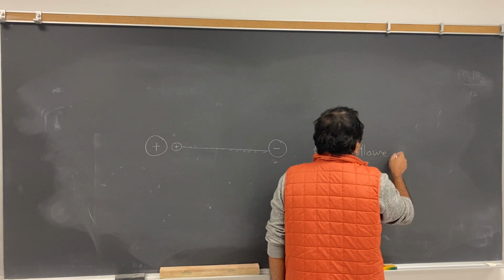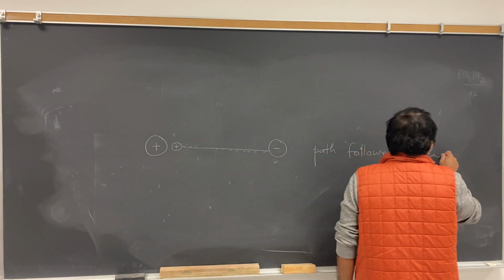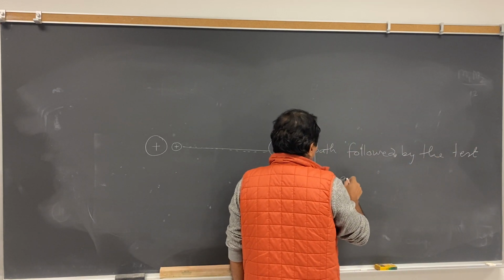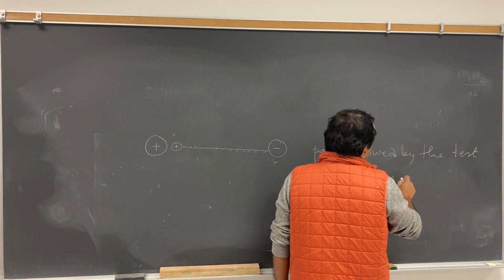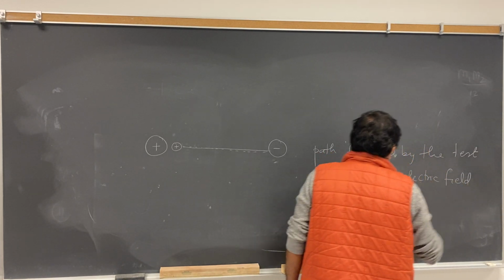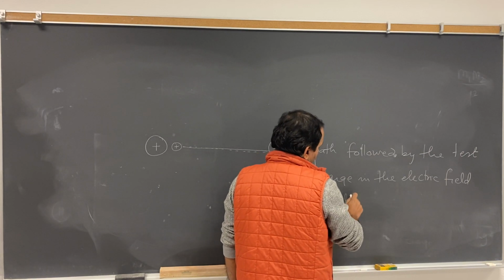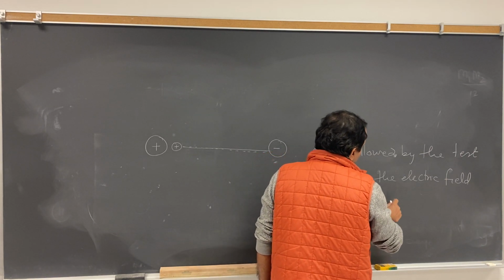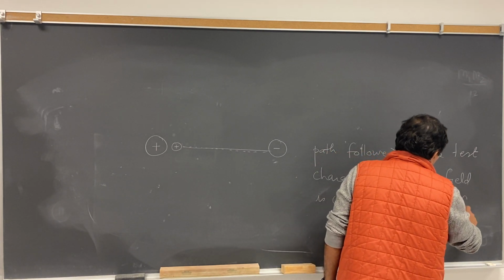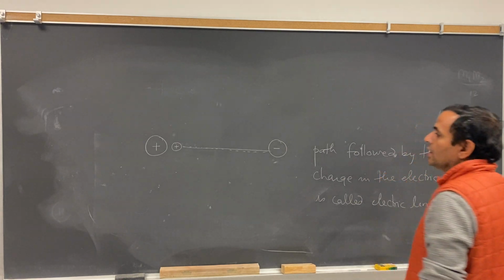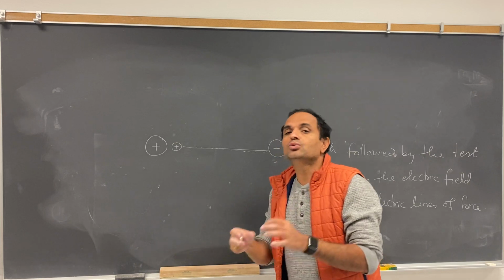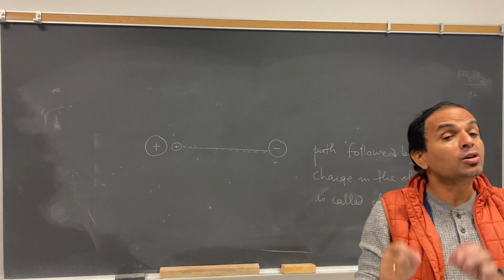The path followed by the unit positive test charge in the electric field is called electric lines of force. The path followed by the test charge. We simply take the positive charge as the test charge. Okay, unit positive test charge.